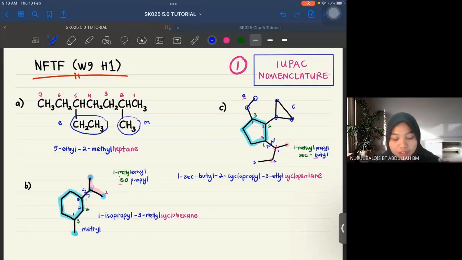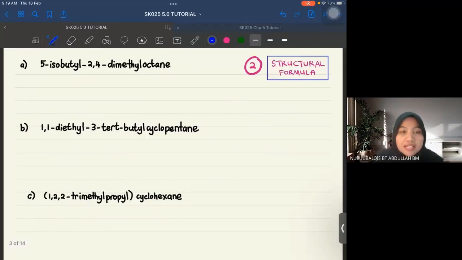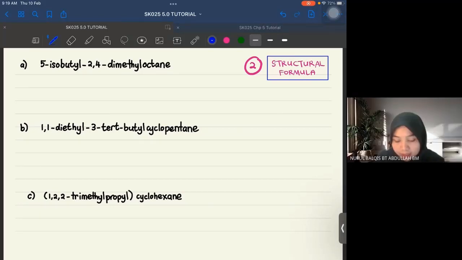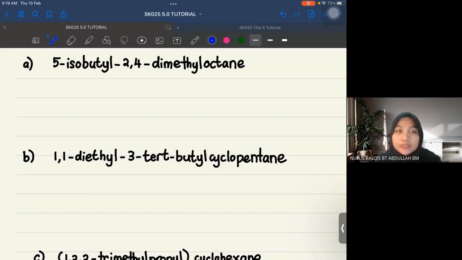It gives you the structural formula. They want you to write the IUPAC nomenclature. Moving on to the second question. This time, they give you apa dalam ni? Instead of giving structure, dia bagi apa? Nama kan? Okay, so they give you the name of this compound. Now they want you to draw the structural formula.